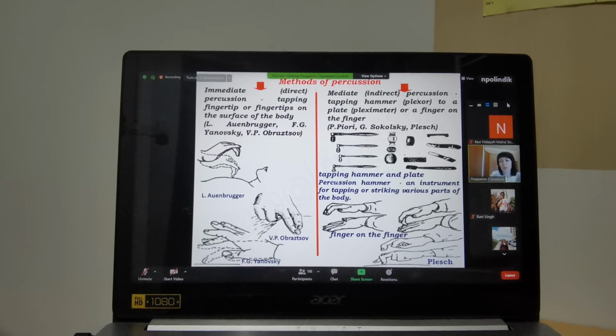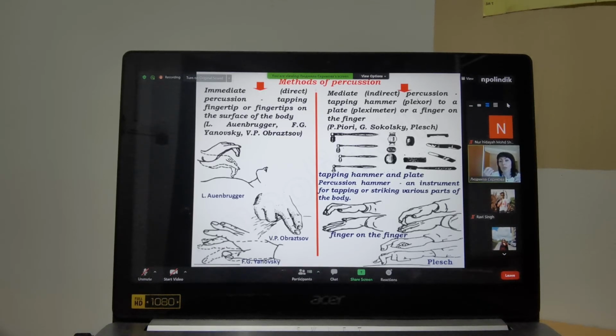About Obraztsov, I don't think so. Now we use indirect percussion. In indirect percussion, two fingers can be used: one is the pleximeter and one is the plexor, the hammer. And earlier it was done with some instruments, which you can see.